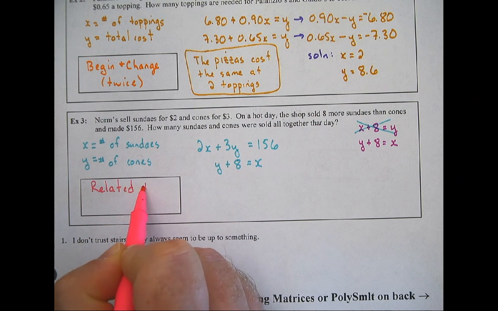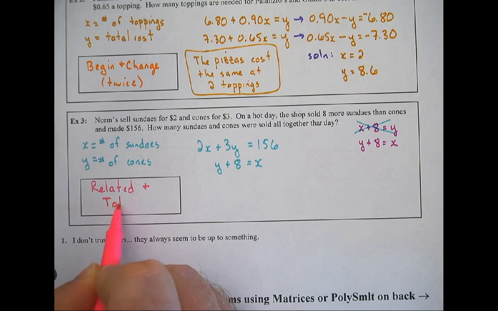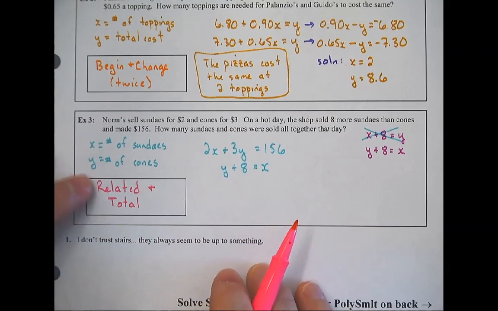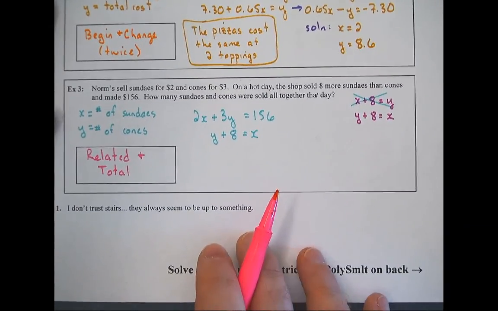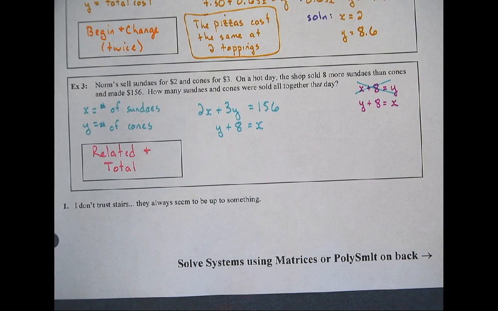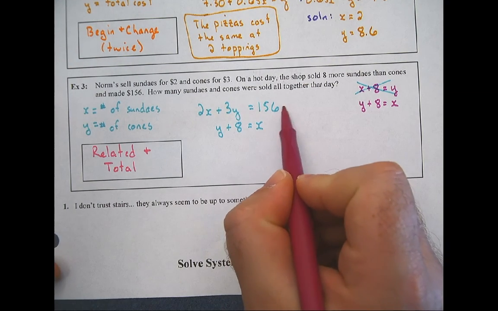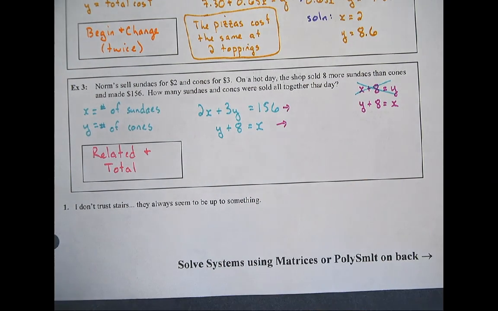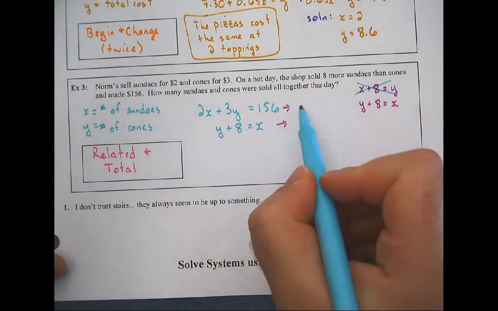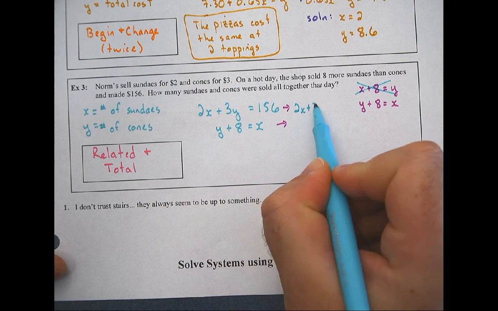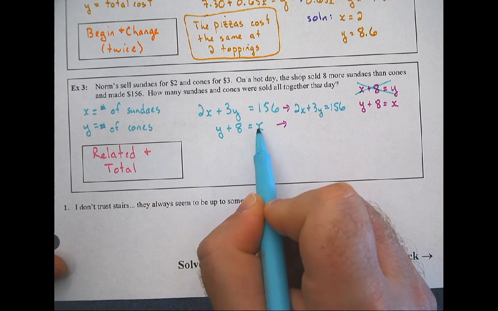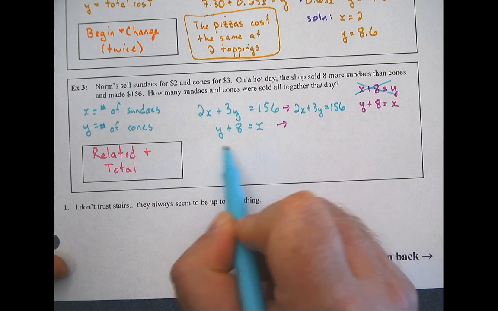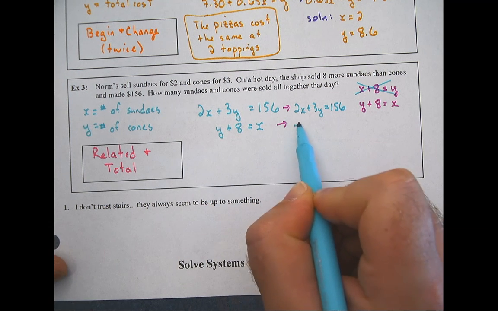Now this has a related and a total. This is the only one that had 2 different ones. Remember, this was a beginning and a change, and this was a total. All right, so from here, it's just a matter of solving. I like the first equation. The first equation is in standard form. The second equation needs to get manipulated. I'm going to move the X over and then the 8 over.